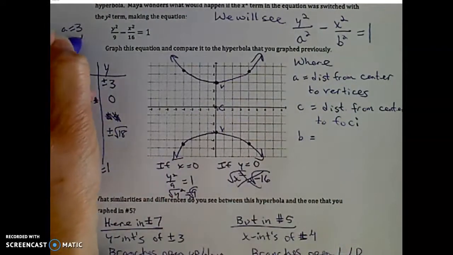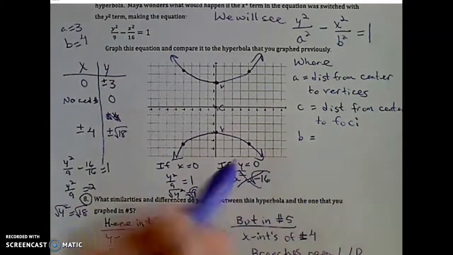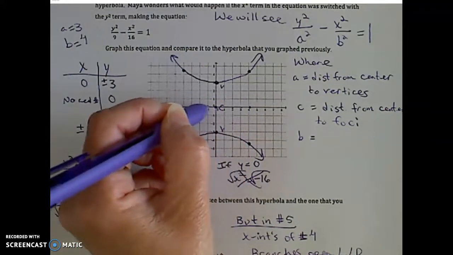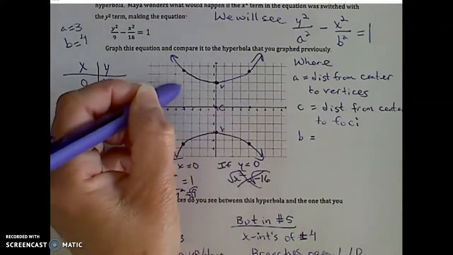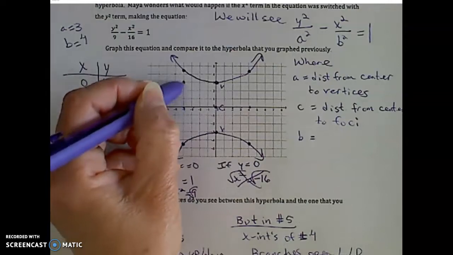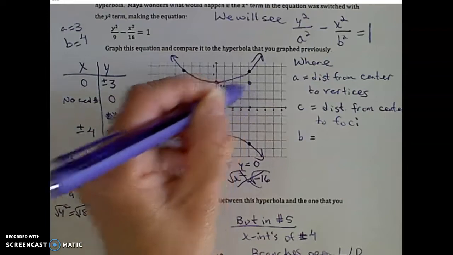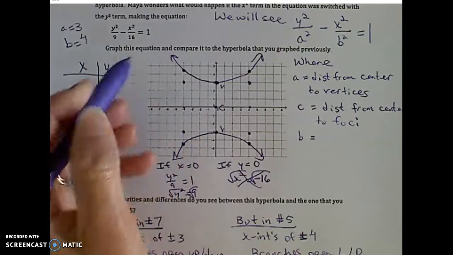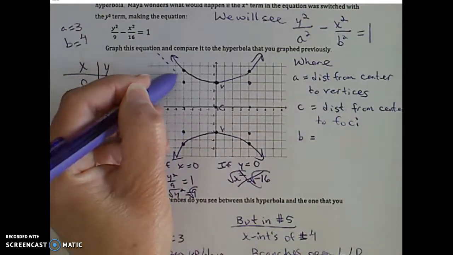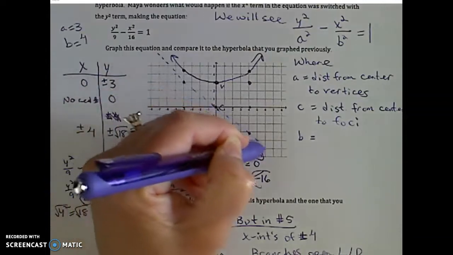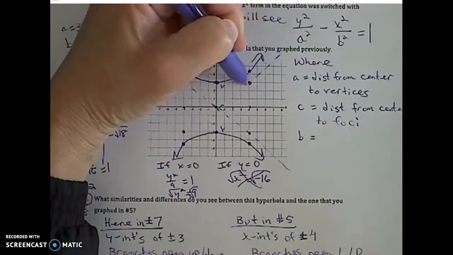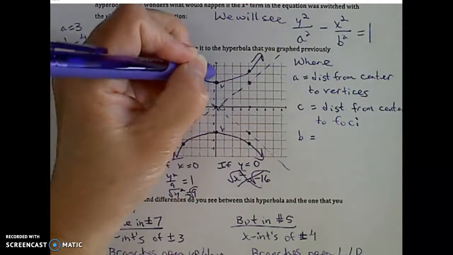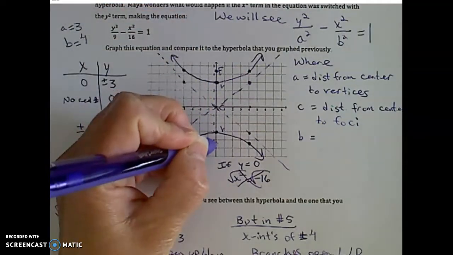b, in this case, is 4. b is kind of strange. I'm going to count to the right 1, 2, 3, 4, and to the left 1, 2, 3, 4. And that paragraph that you just read is talking about this little imaginary rectangle. Over 4, up 3, over 4, down 3. And that rectangle actually forms, this is crazy, the asymptotes, dash them through the center, that hyperbola will follow. C is still going to be the distance from the center to the foci, which fall inside those branches.